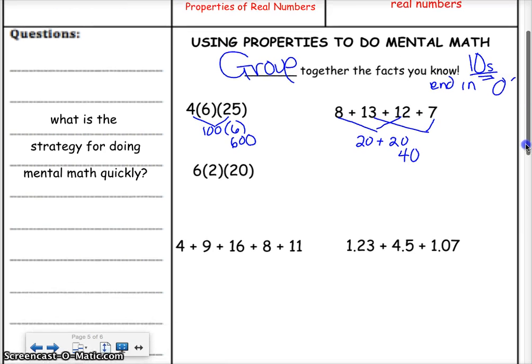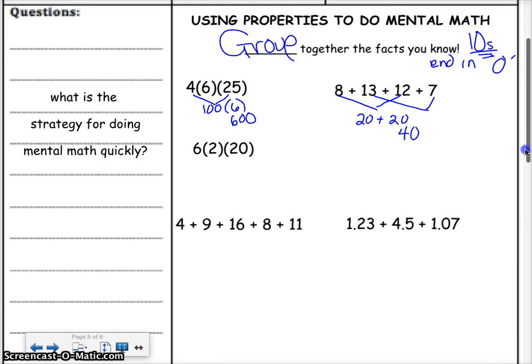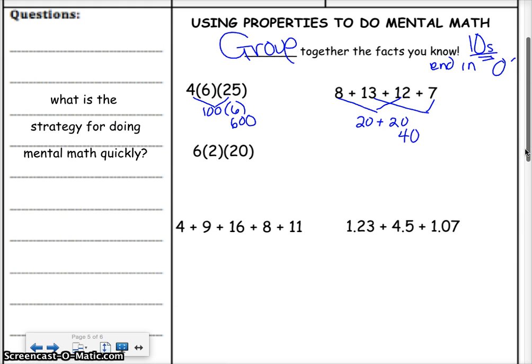The next one, 6 times 2 times 20. That one's just kind of awkward. I think all of them are kind of a fast way to do it. Let's see. I'm going to go 20 times 2. You don't have to. They all kind of happen fast. So that would be 40 times 6, 240. Okay?